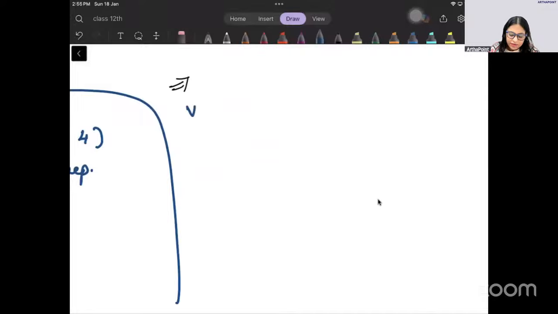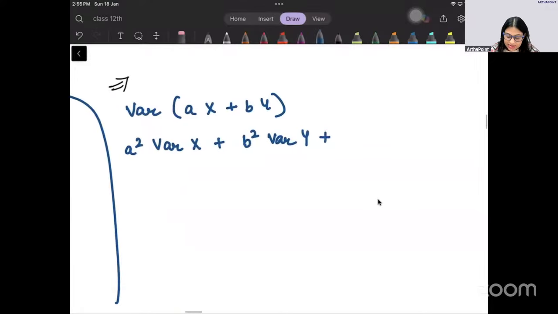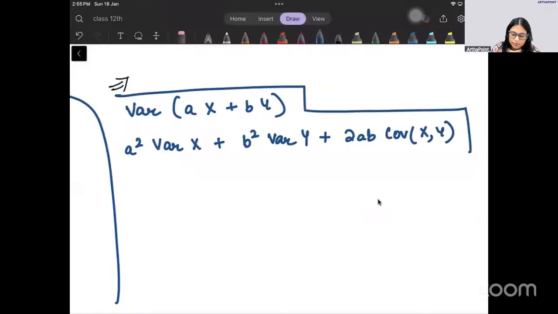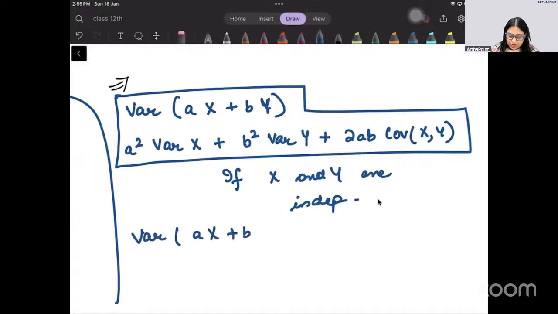So if they ask you to find variance of aX plus bY, a and b can be positive or negative, but if they tell you to find variance of aX plus bY, it will be a squared variance of X plus b squared variance of Y plus, you will have, so this is a and this is b, 2ab covariance between X and Y. This is the formula. Now if X and Y are independent, if there is no relation between X and Y, then variance of aX plus bY we can write as a squared variance of X plus b squared variance of Y, meaning the covariance will become 0.